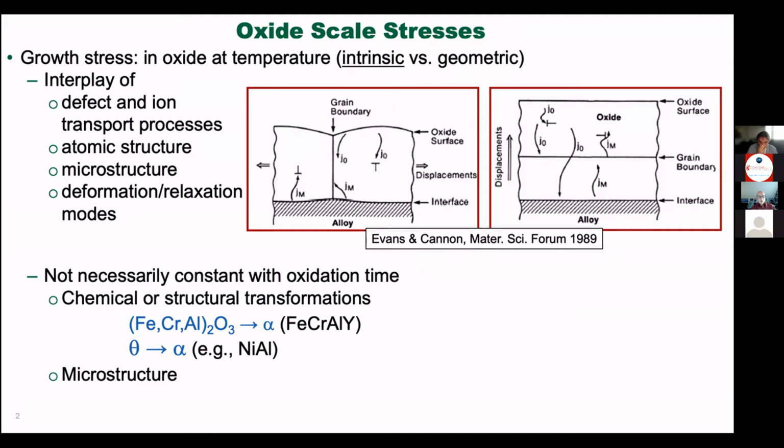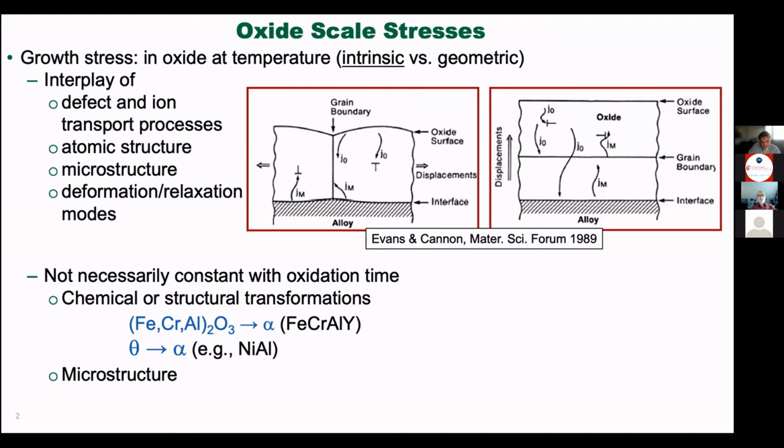time. For example, in some cases, it's not really a growth stress, it's a transformation stress, such as when you have a spinel that converts to alpha alumina, as we shall see in the work I will present, or if you have the classic transformation from a transitory alumina on nickel aluminide to alpha alumina. These in and of themselves displace atoms, cause strains, which leads to the appearance of a stress in the film, but they're not really growth stresses.